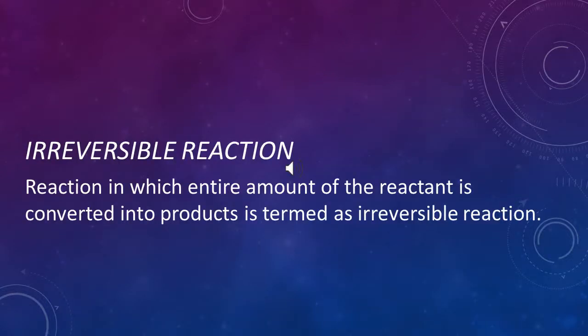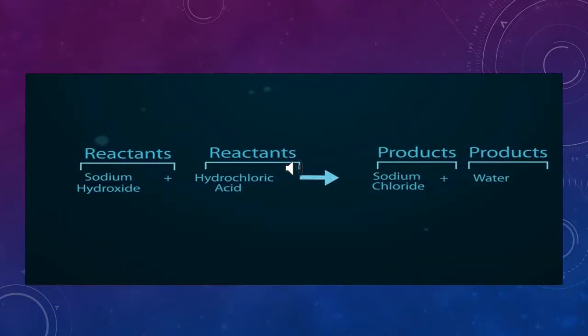Now the irreversible reaction. As the name indicates, a reaction in which the entire amount of the reactant is converted into product is termed an irreversible reaction. That is, no amount of product will be reversed back to the reactant. In the example for irreversible reaction, you can see that the arrow direction is forward, so it means no backward reaction occurs.